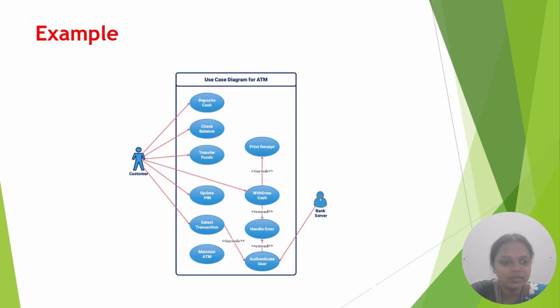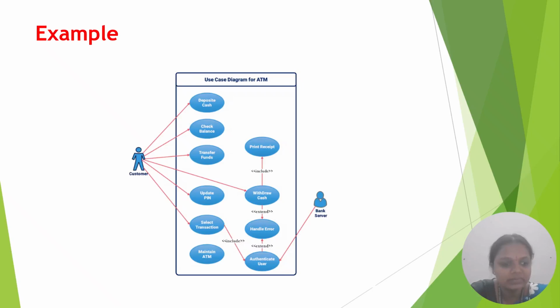Here is an example of a use case diagram. This diagram shows how a customer interacts with the ATM system and what kind of operations can be performed through the ATM. It also shows how the bank server is involved in the process.